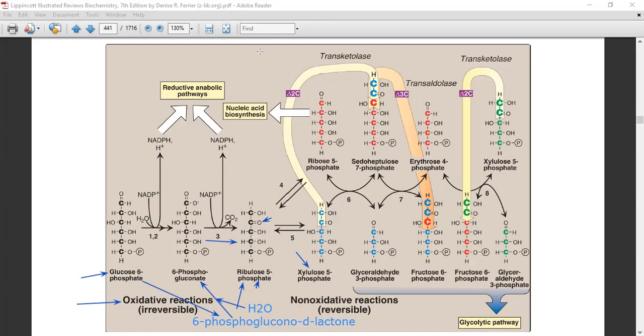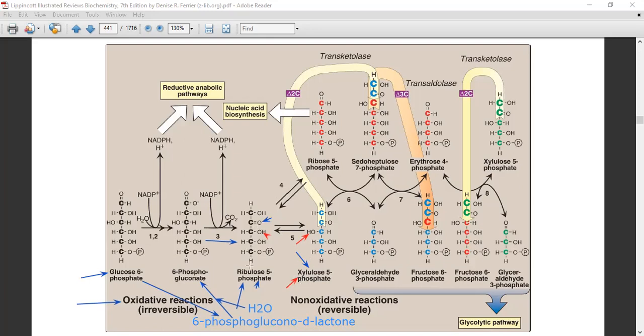Here you can see the position of the hydroxyl group. It is at carbon number 3 on your right, but after the epimerase acts, it comes to your left. Okay, now this new compound is xylulose 5-phosphate.